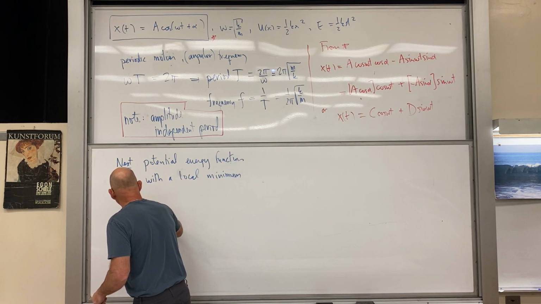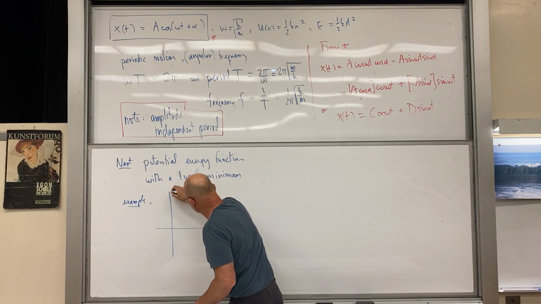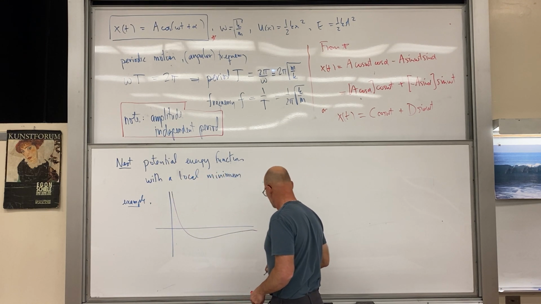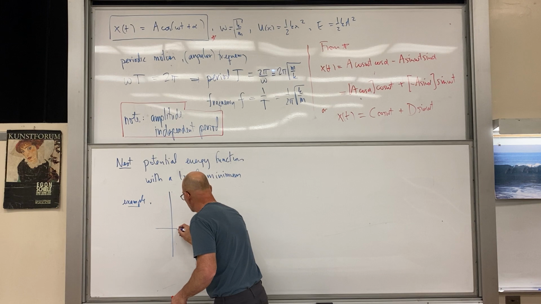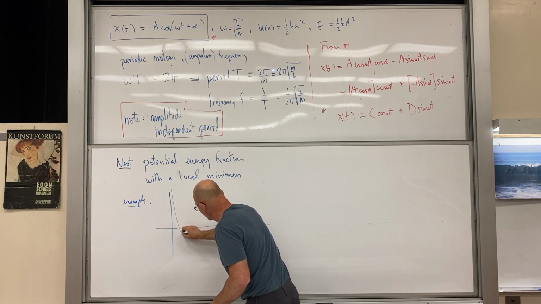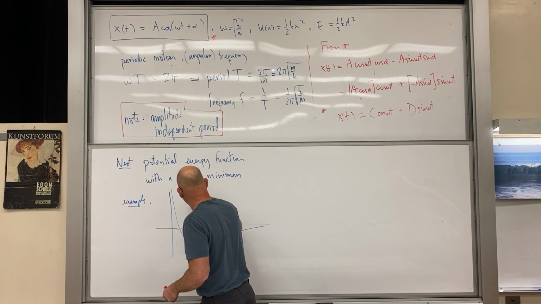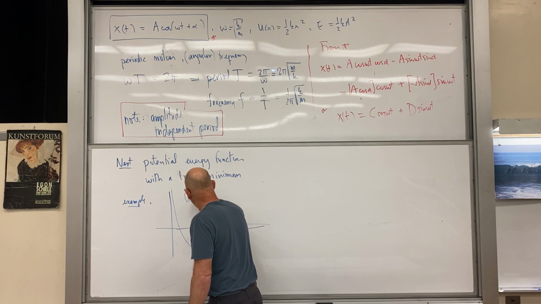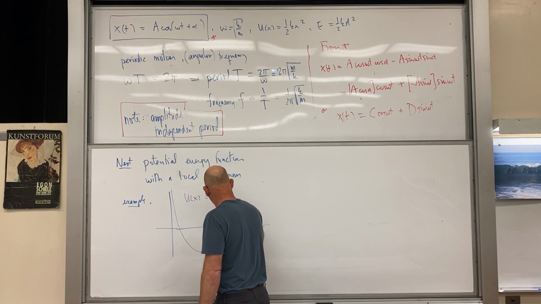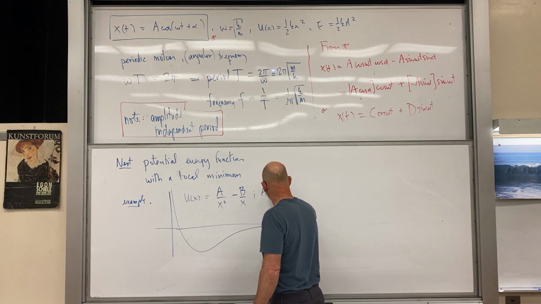A good one, I think I've shown this to you guys already, is one that looks like this. Okay, let me draw this a little more exaggerated. So we come down here and then approach this asymptotically. And this example is U of X equals A over X squared minus B divided by X, such that A and B are both positive.